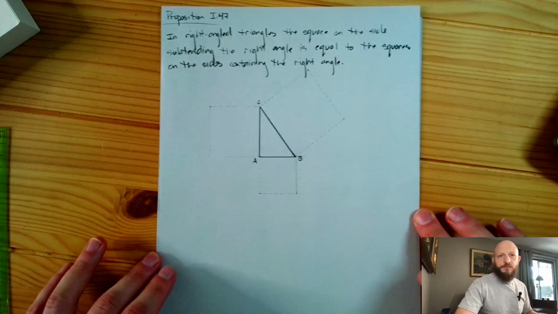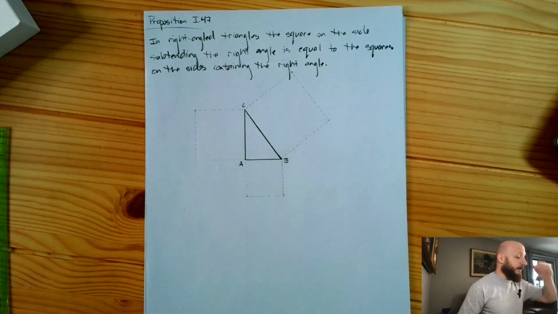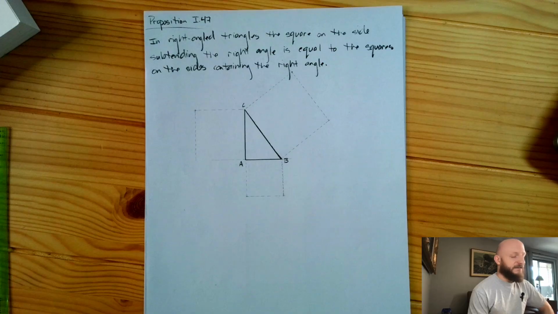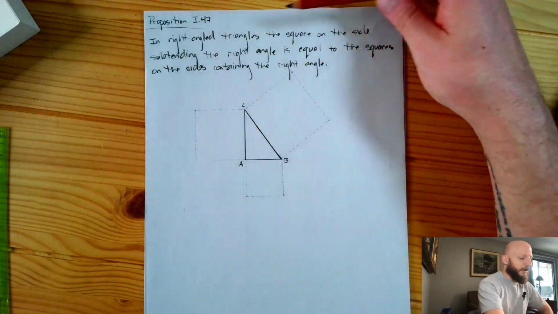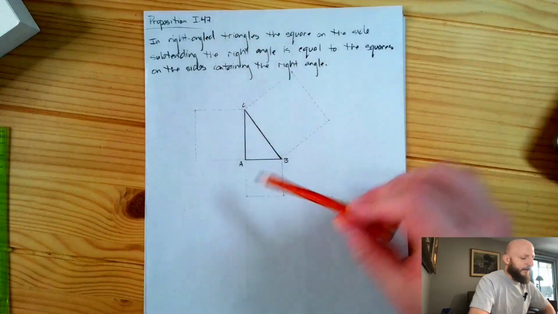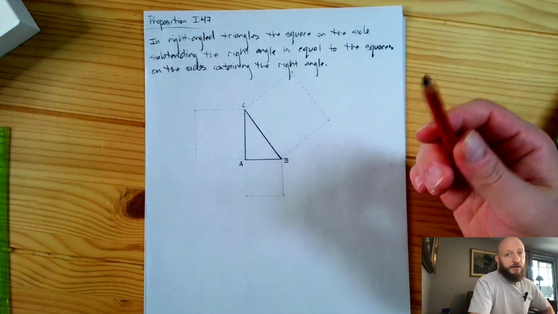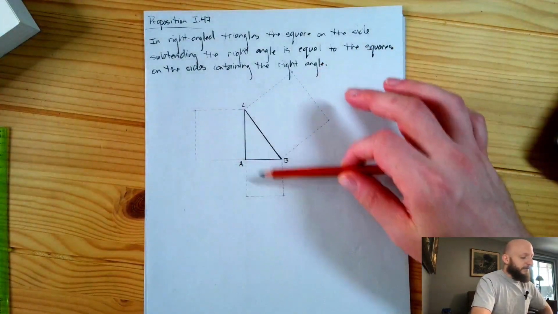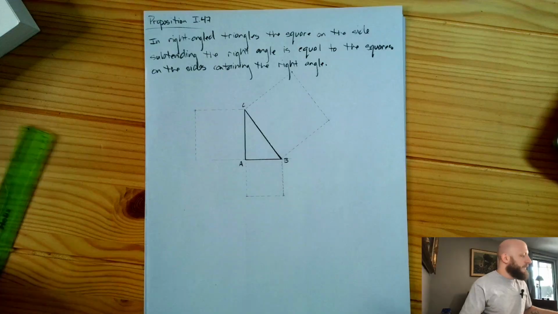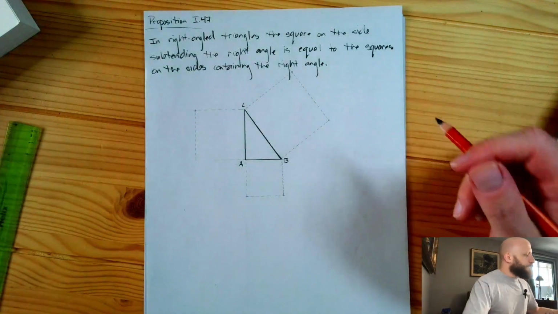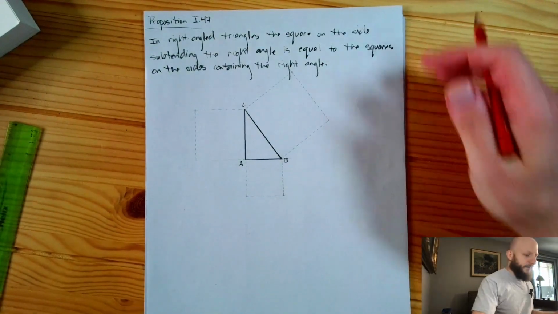All right, Prop 47 says, in right-angled triangles, the square on the side subtending the right angle is equal to the squares on the sides containing the right angle. So this is the Pythagorean theorem. The square on the side subtending the right angle, which means the side opposite the right angle, or the hypotenuse, is equal to the sum of the squares of the other two legs. Okay, so let's prove this.